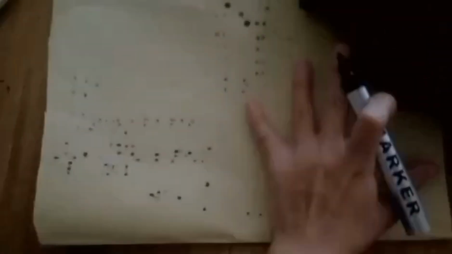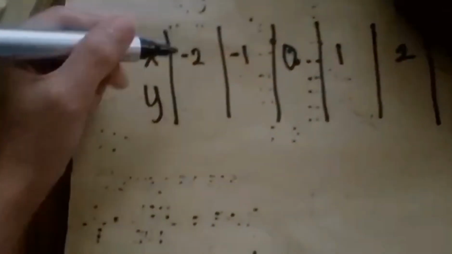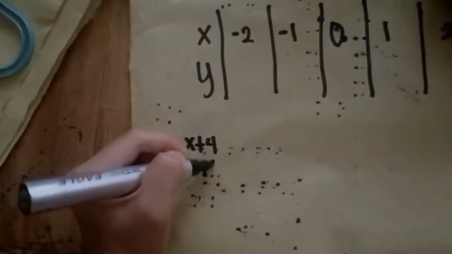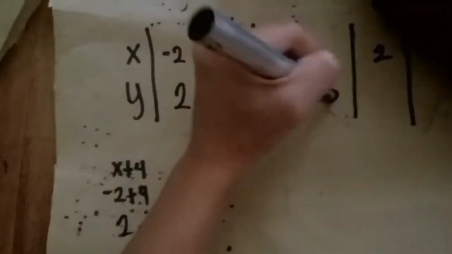We can also use a table of values. So the one we showed earlier, x and y, with x values negative 2, negative 1, 0, 1, and 2. The rule is the same as before, plus 4. So let's solve. 2, 3, 4, 5, 6.